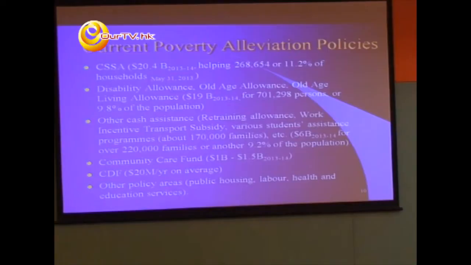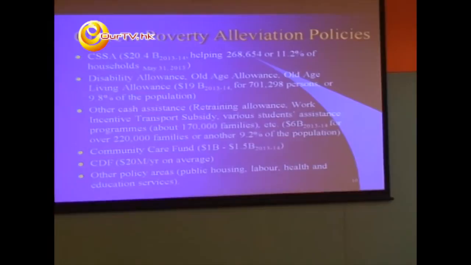We have the disability allowance and the old age allowance. The recent one is the old age living allowance. This year we're going to spend almost the same amount, $19 billion. The biggest amount is on the old age living allowance. Over 700,000 people receive those allowances, which accounts for 9.8% of the population. CSSA and these allowances are exclusive. You can't have a disability allowance or old age allowance at the same time as CSSA. So close to 20% of people or households are provided this cash allowance.